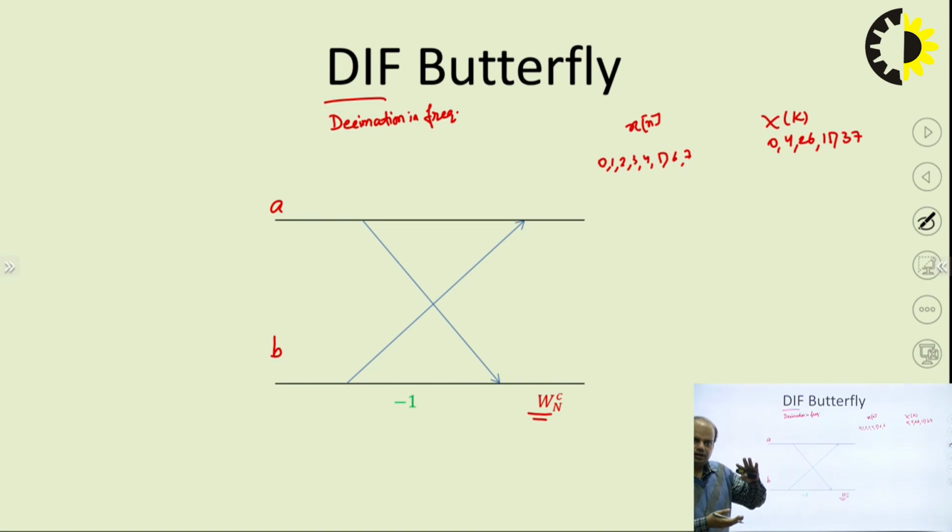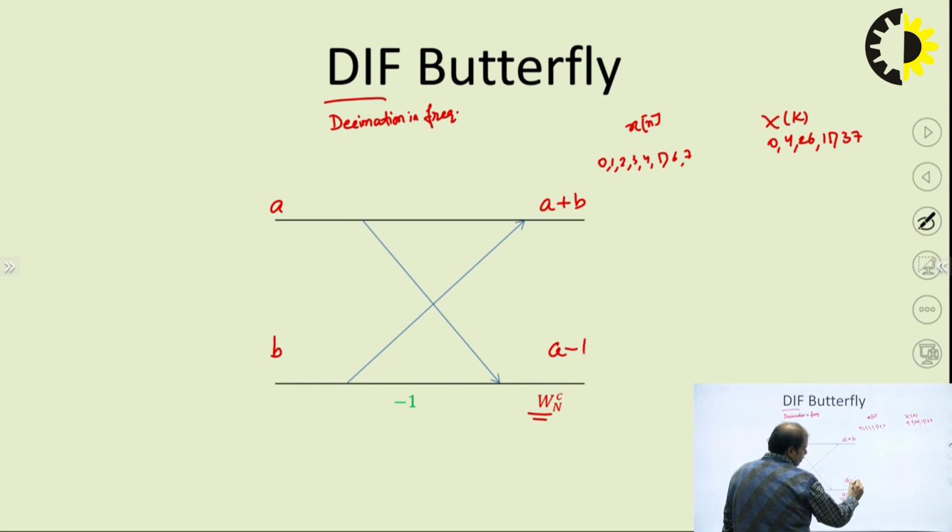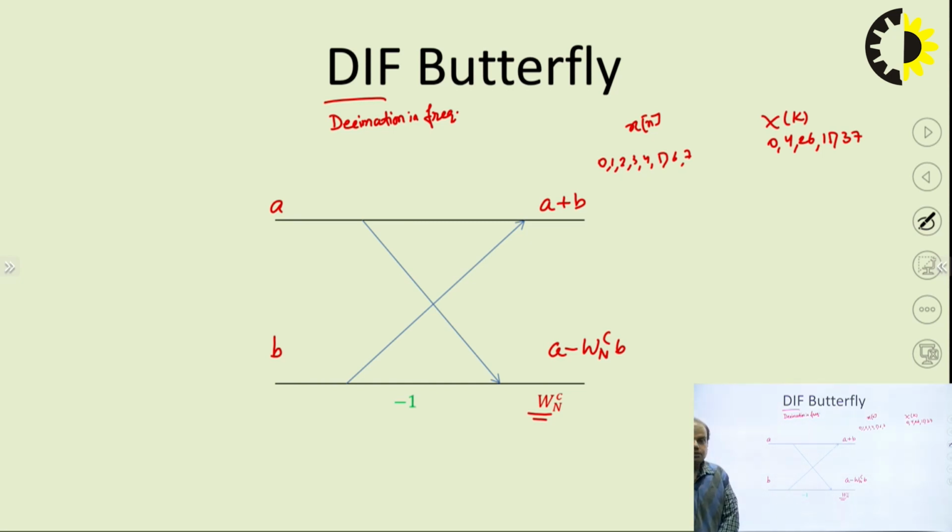The final stage will come first, the second stage remains the same, and the first stage becomes the third stage. In the calculation, if you can see here, it is a plus b, because the b is not getting multiplied by anything. At this point it will be a minus Wn times b. So it is very important in the butterfly of this decimation in frequency, it is a minus Wn times b.